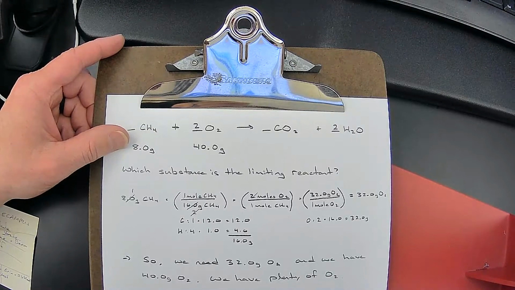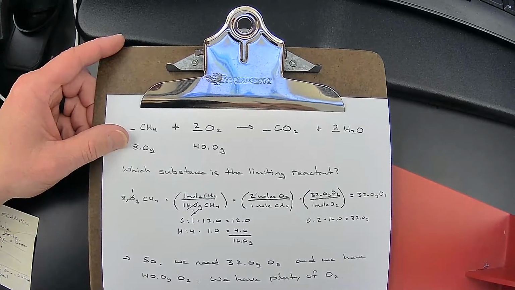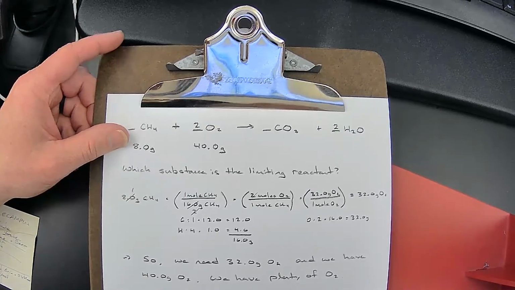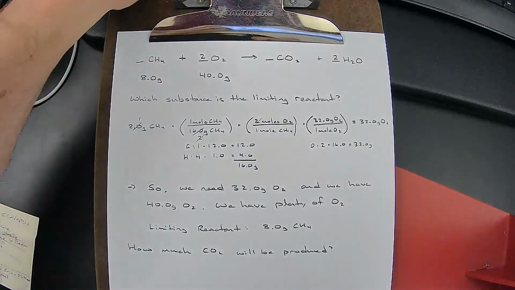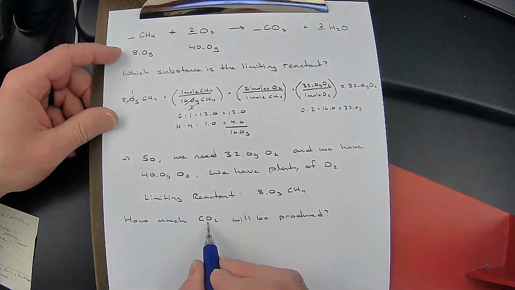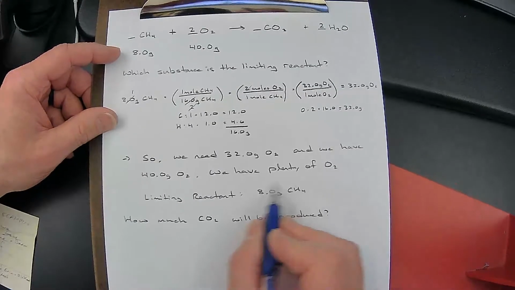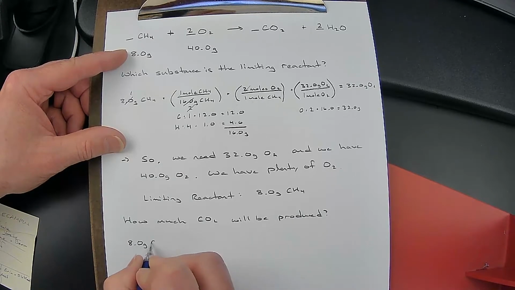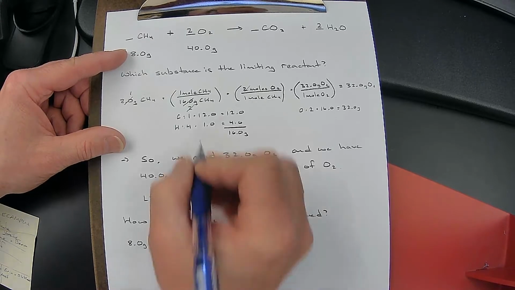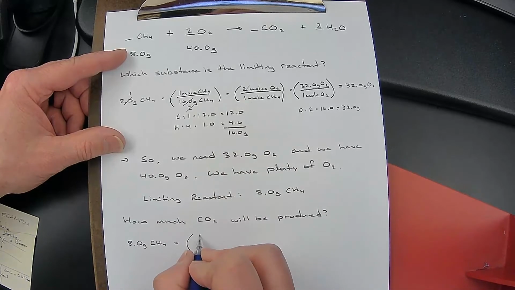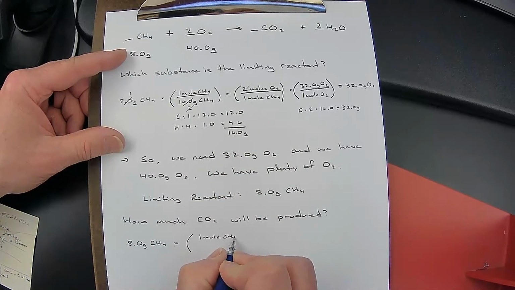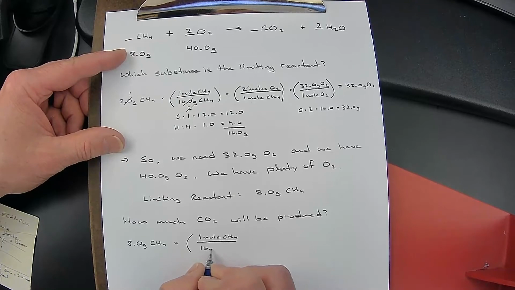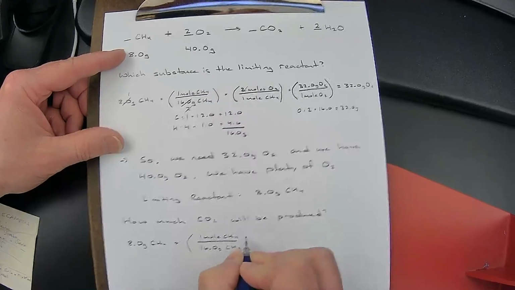How much CO2 will be produced? So if we have this information, how do we find out how much CO2 will be produced? Well, we have to use the limiting reactant of CH4. So the beginning is going to look exactly the same as what we started previously: 1 mole over 16 grams of CH4.